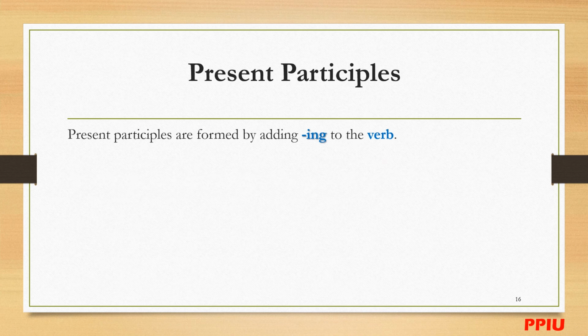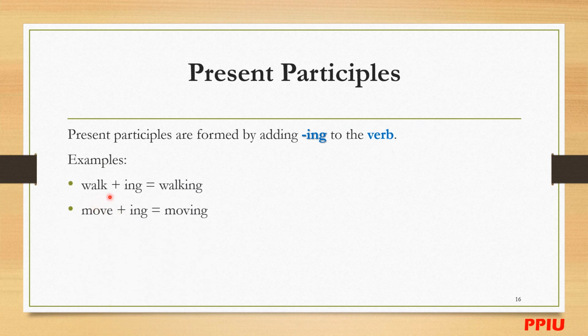So when we talk about the present participle, we just learned about the form. We form the present participle by adding -ing to the verb. For example, walk, we add -ing and get walking. Move plus -ing, we get moving. So this is about the present participle.